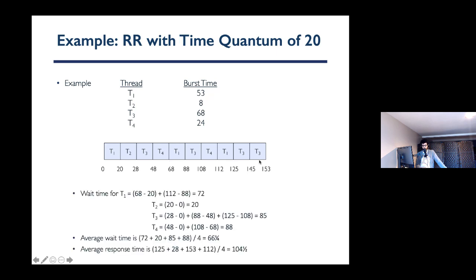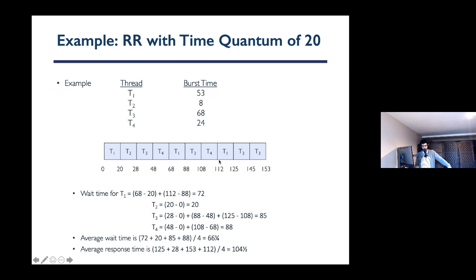Now if I look at the wait time for T1, let's see. This is important, so pay attention to this one. For T1, I have to look at every time T1 got scheduled, and see how much time it waited to be scheduled for each one of those instances. The first time it got scheduled, it didn't wait anything, so 0 here. Now, the second time it got scheduled is at time 68. How much waiting? From 20 to 68, that's how much it waited. So 68 minus 20 is the first one.